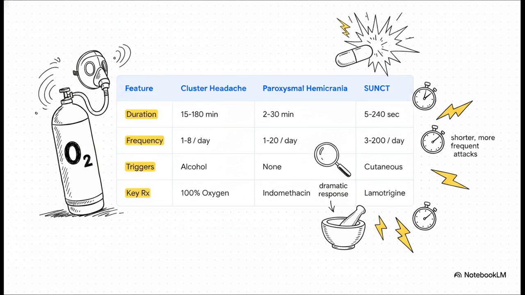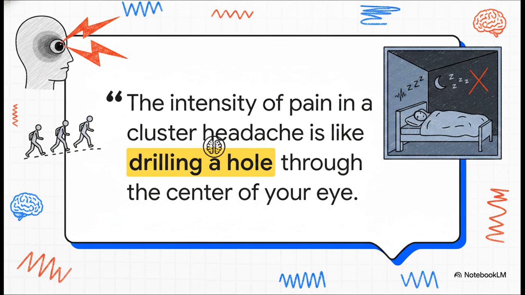So cluster headaches, the longest ones, are famous for stopping dead in their tracks with 100% oxygen. Paroxysmal hemicrania has this incredibly dramatic response to a drug called indomethacin. It's almost diagnostic. And then you have SUNCT, which has way shorter but more frequent attacks, and you treat it completely differently.